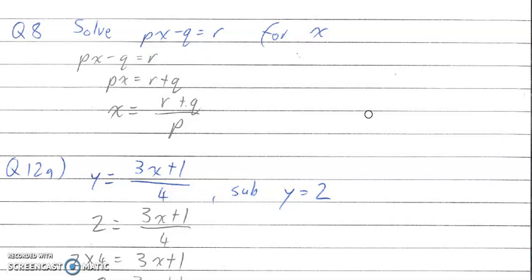So, question 8 is saying, solve Px take Q equals R for x. So what does that mean? Basically, it's saying make x the subject. Make it so the equation looks like x equals. That's what we're looking for here.